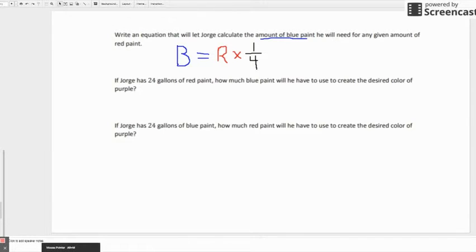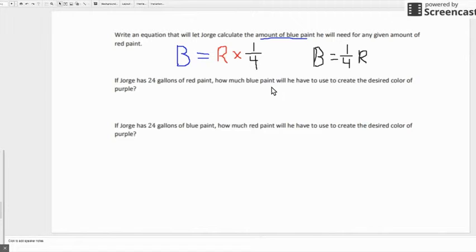So once again, the blue paint is the top number of 1, the ratio value of 1 to every 4 values of red. And of course, if I write it again like we did before, blue is equal to, if I switch it around, 1/4 of the red, because it's 1 out of every 4 red paint. So there you go. Now we're going to use these equations to answer a couple questions.